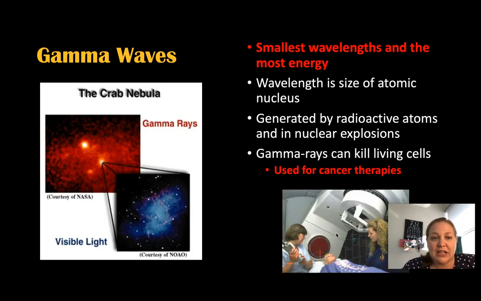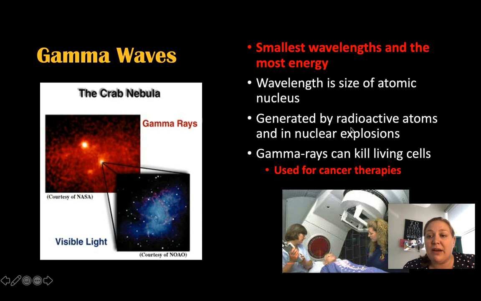And then last but not least are gamma rays or gamma waves. They are the smallest, they have the most energy. We're talking about wavelength the size of an atomic nucleus. Now keep in mind, for wavelength size for radio waves, I said that they're about the size of a football field. So you can think about how much smaller those wavelengths are, and you can kind of start to process the changes in the amount of energy that it's carrying.